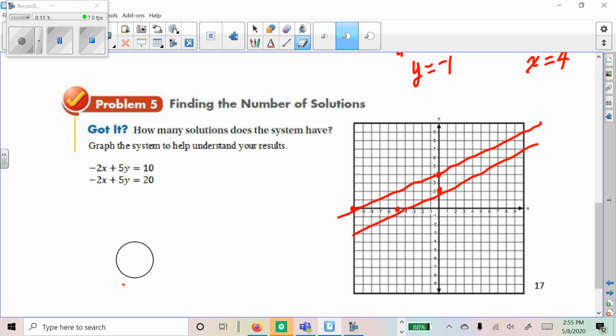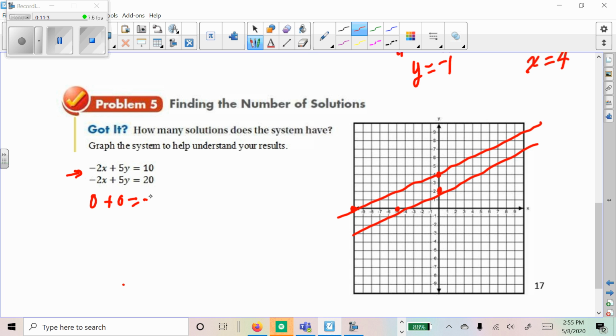So I'm going to just do my elimination thing. Now, this one seems to be set up for subtracting. If I take -2 minus -2, that's 0x. So the x cancels. And 5 minus 5 is also 0. So the y's are gone. 10 minus 20 is -10. So I get 0 equals -10, which is a false statement. And when that happens, you say there's no solution. So the graph or solving it tells us there's going to be no solution here.